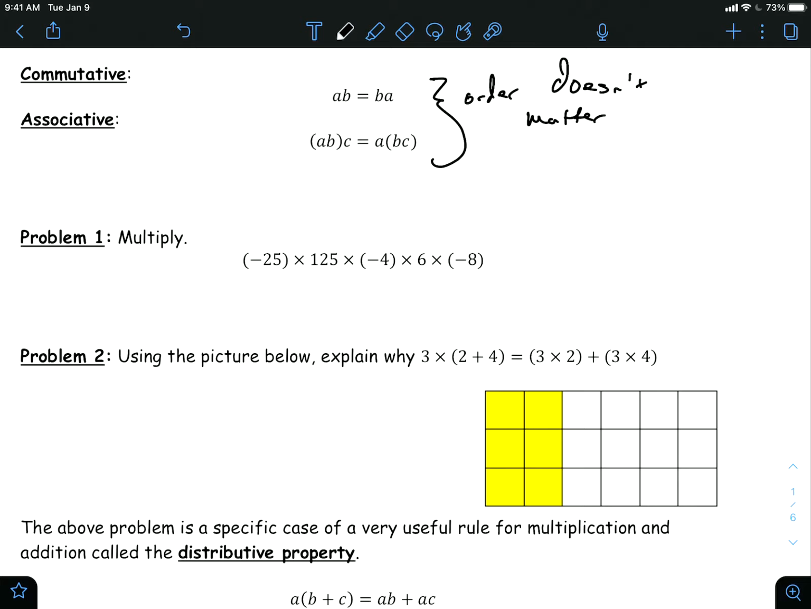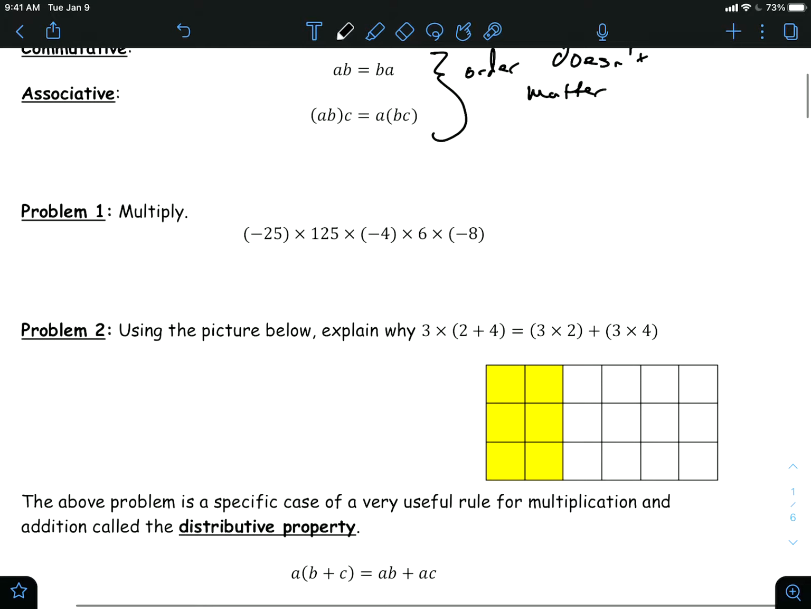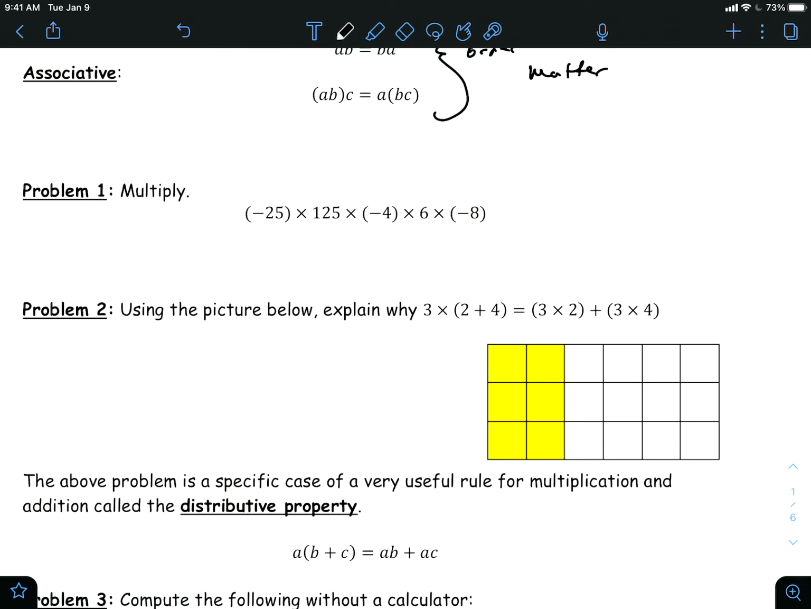Okay, so looking at problem 1 and using commutative and associative properties, what do you think, or what would be your first step with this question? If I said no calculator on a test, what would be the first thing you would do? Do we have any ideas?